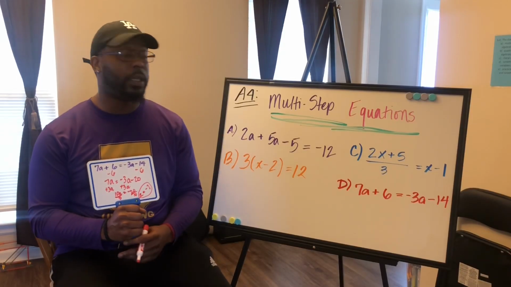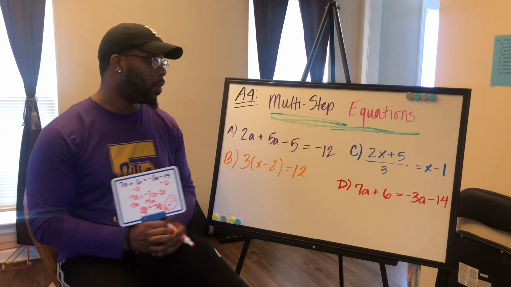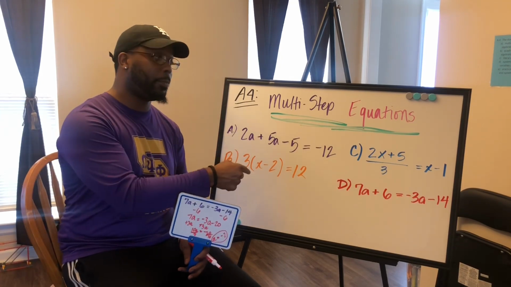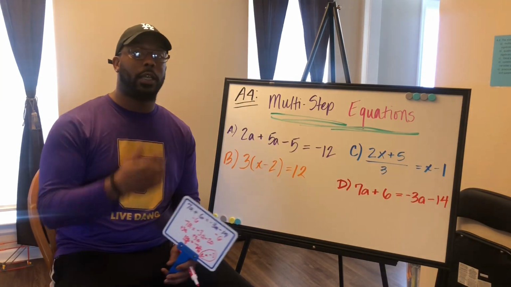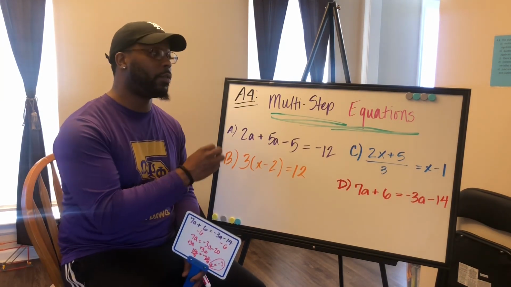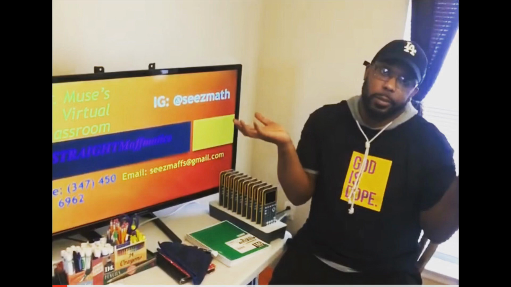These are the big four that we need to know when solving multi-step equations. Remember, combining like terms, distributive property, fraction on one side, and variables on both sides. Check out the next video where you can use Desmos to see if your solutions are correct.